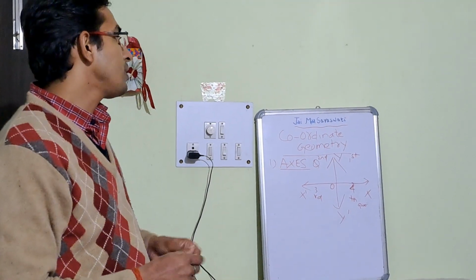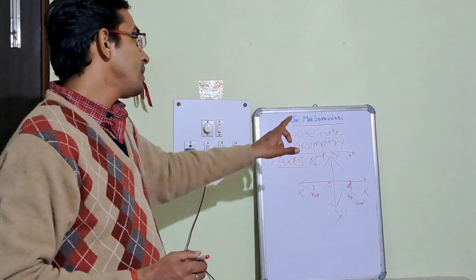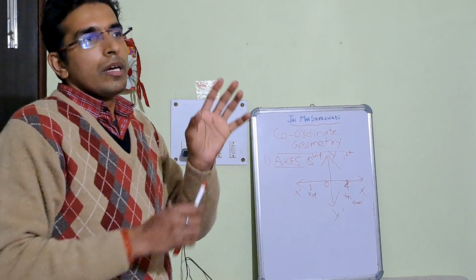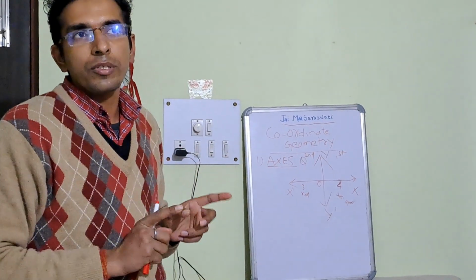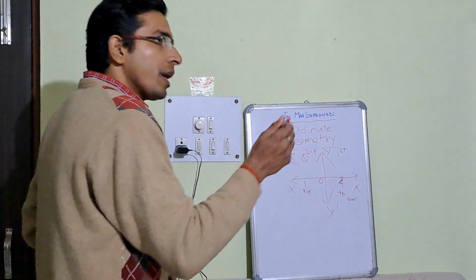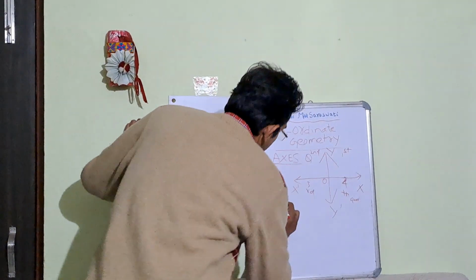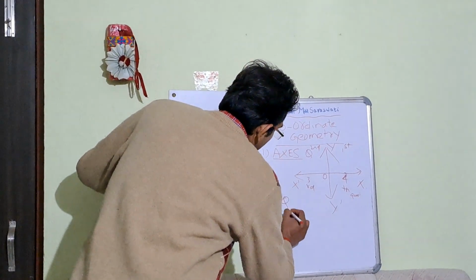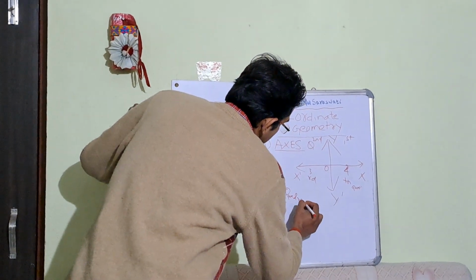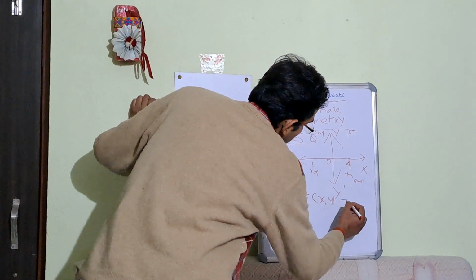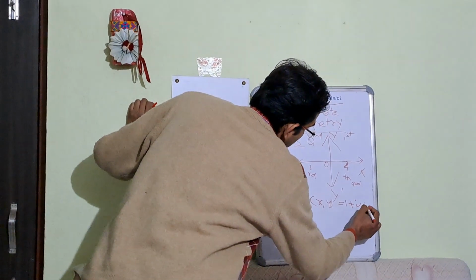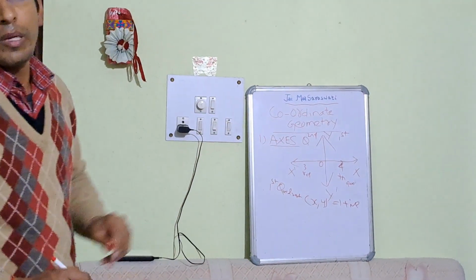Understood? As I have written here, first quadrant, second quadrant, third quadrant and fourth quadrant. In the very first quadrant, both the x coordinate and the y coordinate will be positive. In the first quadrant, both the x value and the y value will be positive.